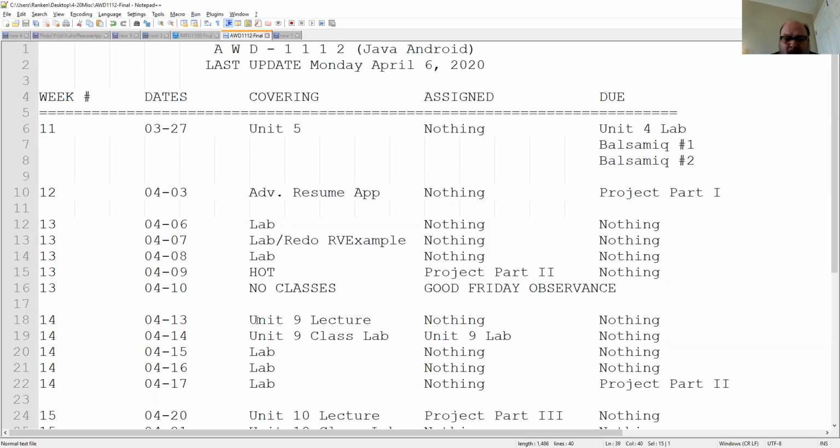But like I said, tomorrow we are going to look at again this recycler view example, and I'll give you some hints, so to speak, as far as why I'm having you do that and its relationship to the test that you'll take on Thursday. Any questions?